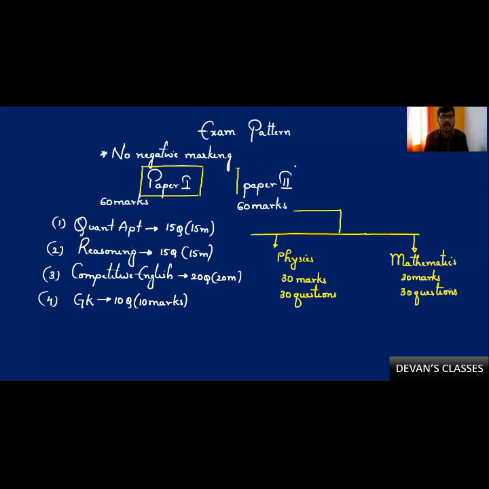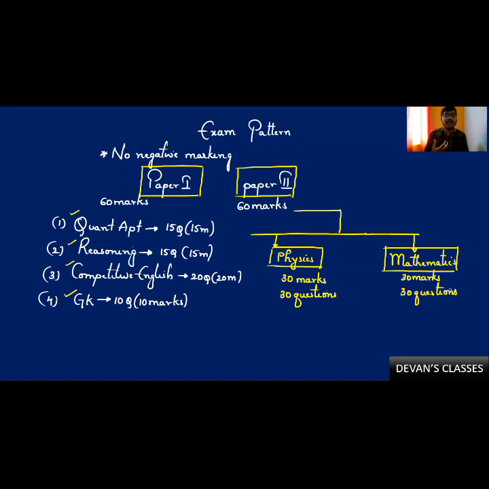So in paper one, we have 60 marks. What are the subjects that we will be having? Quantitative aptitude, reasoning, competitive English, GK. And in paper two, what are the subjects that we are having? Physics and mathematics. All the questions will be MCQs. So here we have understood the pattern of the examination.